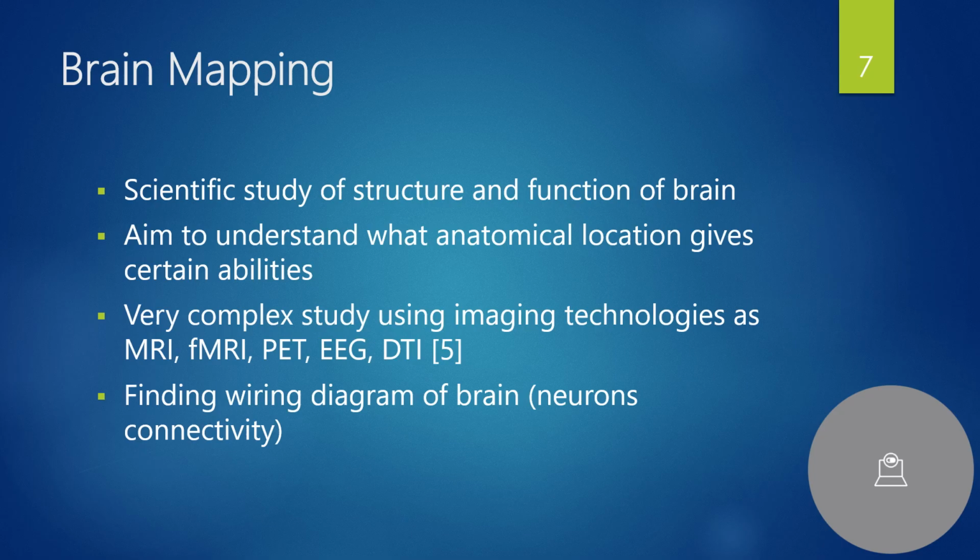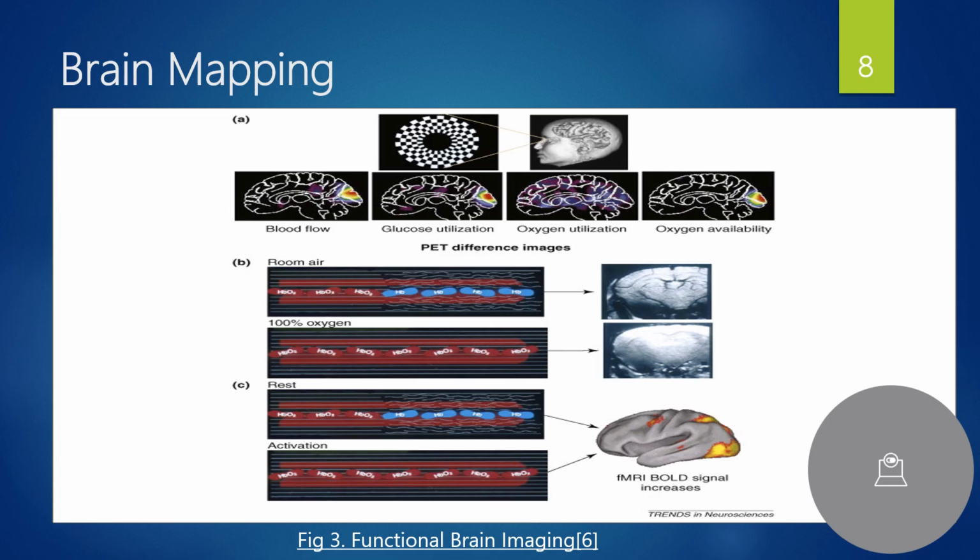So, finding the wiring diagram in the brain. It is analogous to a wiring diagram that we see in electrical circuits. These are basically how neurons communicate with each other and how they connect to each other. So this connectivity map is what we refer to as brain mapping. On to the next slide.